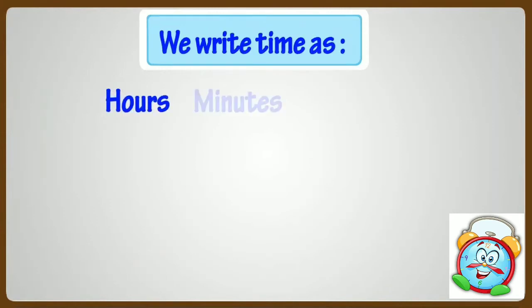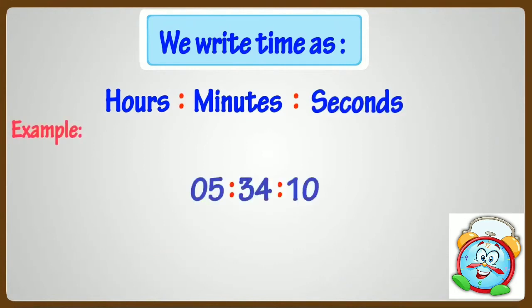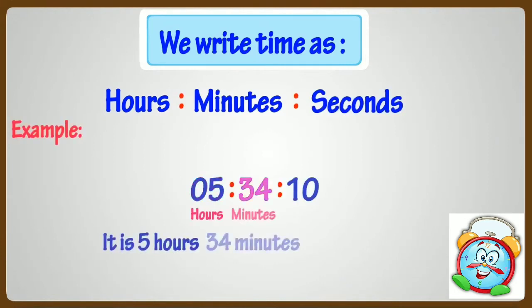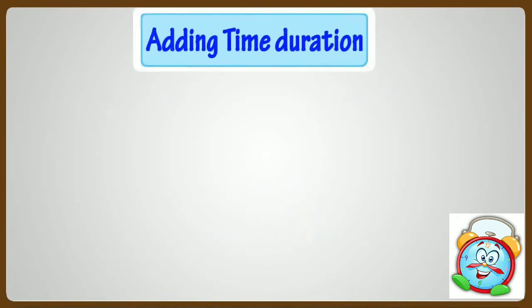Adding and subtracting time duration. First of all, we should know that we write time as hours, minutes and seconds. For example, here it is 5 hours, 34 minutes and 10 seconds. Now we will learn how we can add time. We have to add 2 hours and 30 minutes to 5 hours and 20 minutes.